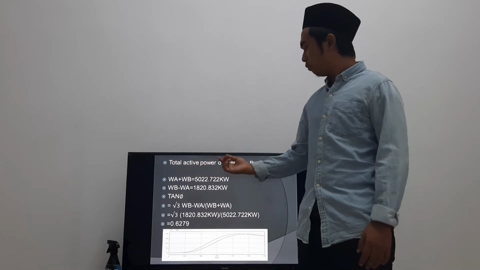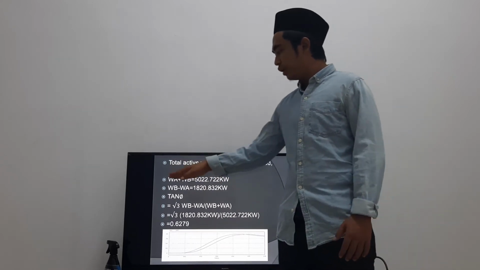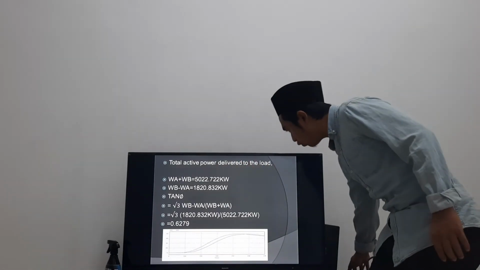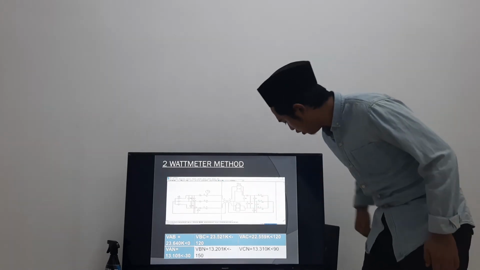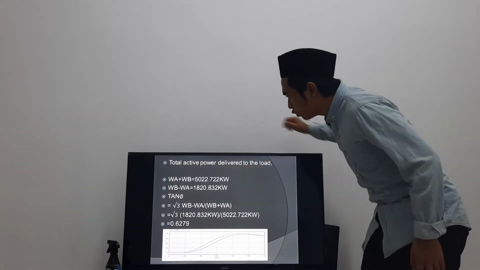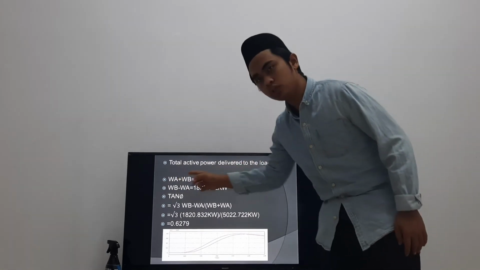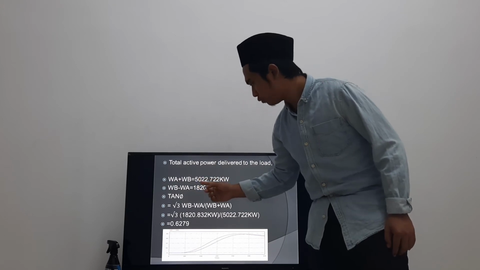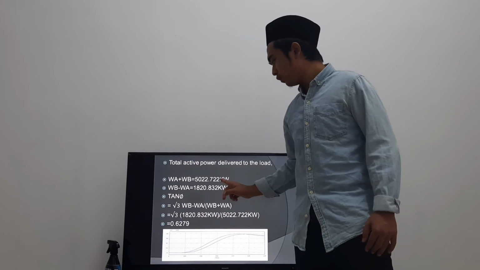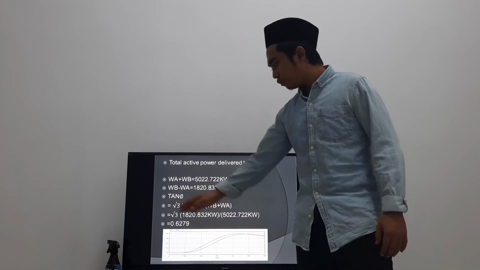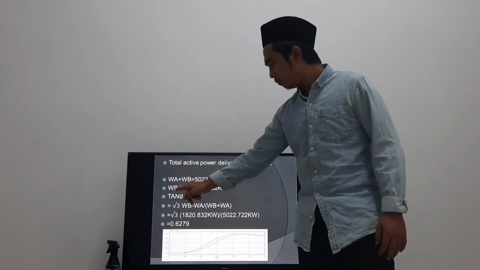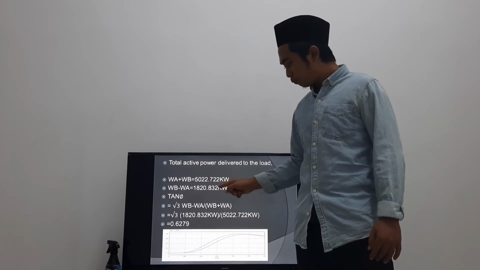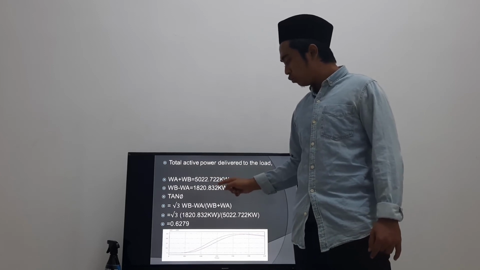For the total active power delivered to the load, you need to add WA plus WB, because between the angles of WA and WB, if you need to find the total active power delivered to the load, we need to add these two. So WA plus WB, we get the total, 522.72 kilowatt. If we subtract, WB minus WA equals 832 kilowatts.